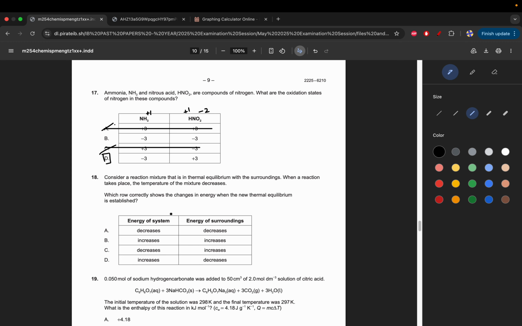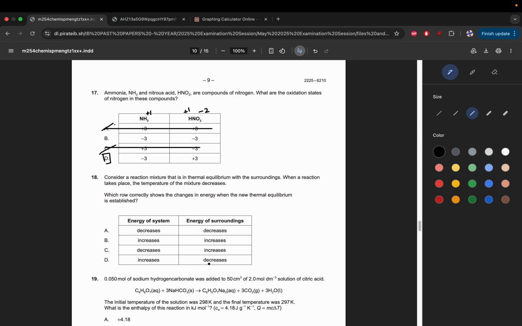Consider a reaction that is in thermal equilibrium with the surroundings. When a reaction takes place, the temperature of the mixture decreases. Okay, so the mixture really is the surroundings of the system. Because you have a specific reaction that's taking place inside the mixture, and the mixture is taking the form of the surroundings for this particular system. So if the temperature of the mixture decreases, that means the energy of the surroundings is decreasing. It's kind of like doing your reaction in water. The water is your mixture, right?